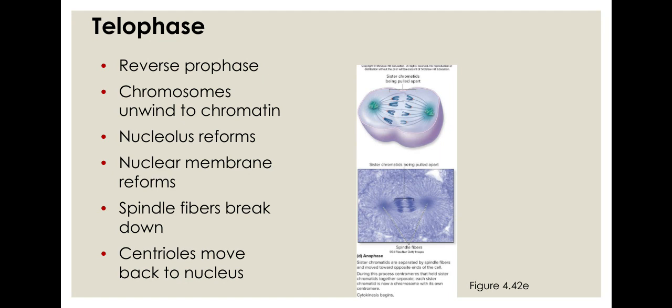Telophase, that is sort of the opposite process of prophase. And it is where the chromosomes are going to relax and become chromatin. Our nucleolus is going to reform. Our nuclear envelopes reform. Spindle fibers break down. The centrioles move back to the nucleus because they're not going to be on opposite sides of the cell. So it's sort of this like finishing up end process.